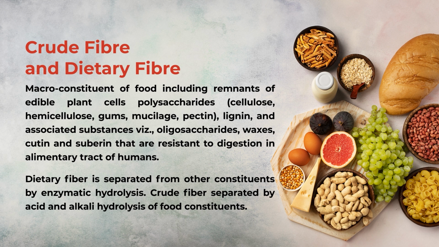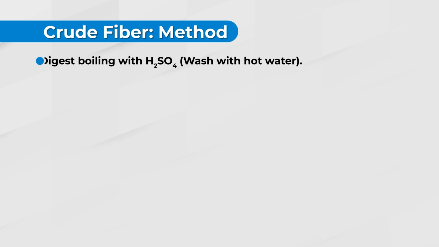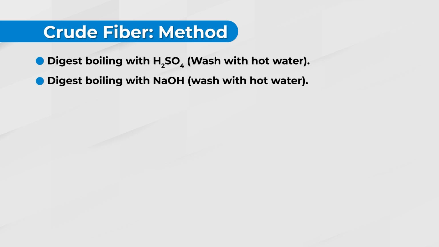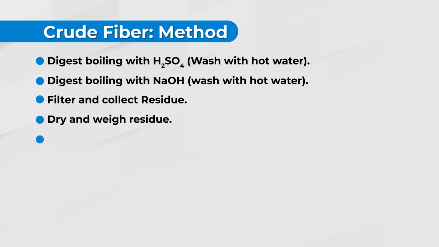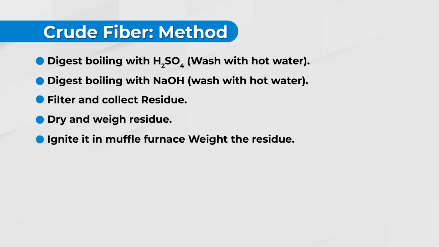How do we differentiate it? We take the food, we digest it with sulfuric acid. Once we digest with sulfuric acid, some of the crude fiber will be removed. The digestion of the food is done with sulfuric acid, followed by digestion with caustic. We collect the residue, and that residue we dry. We ignite it in the muffle furnace, and the weight of the residue we calculate from this.